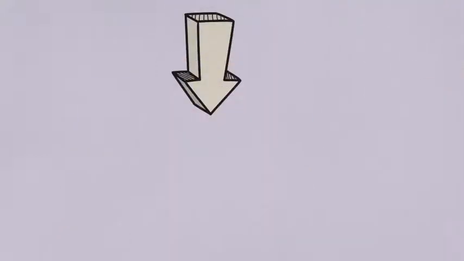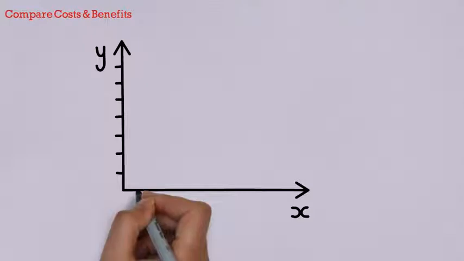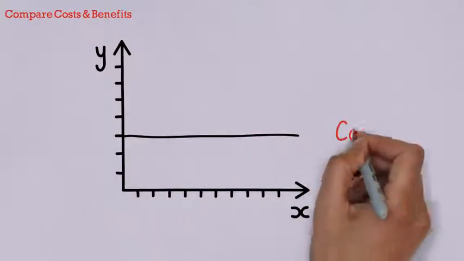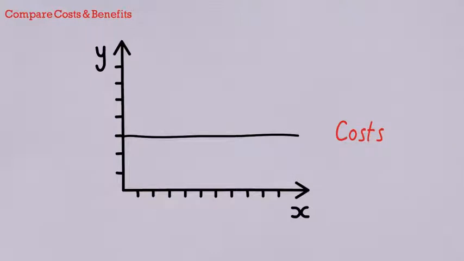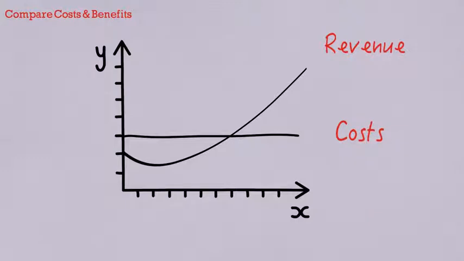Step 4 then is to compare the costs and benefits. So finally, compare the value of your costs to the value of your benefits, and use this analysis to decide your course of action. To do this, calculate your total costs and your total benefits and compare the two values to determine whether your benefits outweigh the costs.